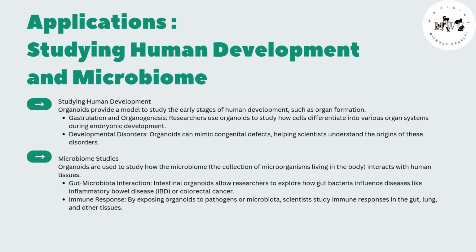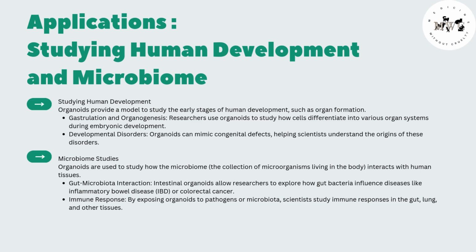Now, organoids can provide a model to study the early stages of human development, such as organ formation, and it can help us understand how cells differentiate into various organ systems during embryonic development. It's very useful in developmental disorders because organoids can mimic congenital defects, helping us to understand the origins of these disorders. Now, organoids can also be used to study how the microbiome, now your microbiome is the collection of all the microorganisms living within your body, interacts with human tissues.